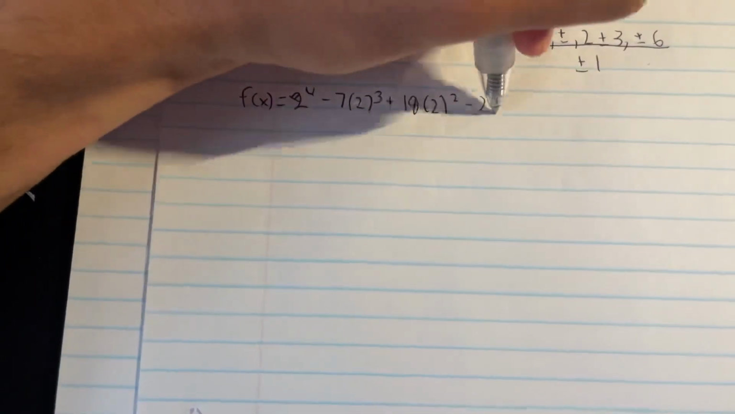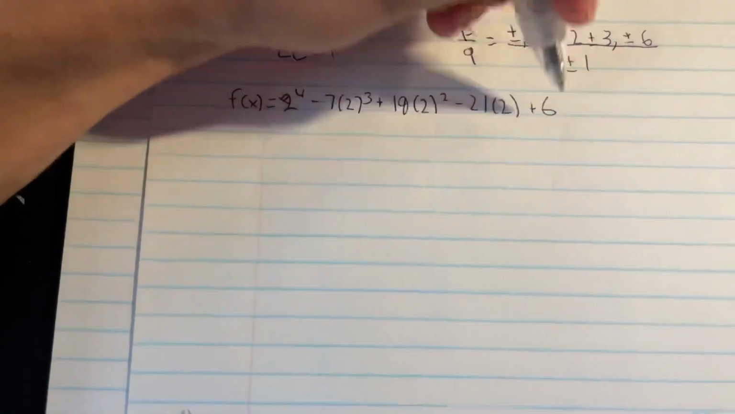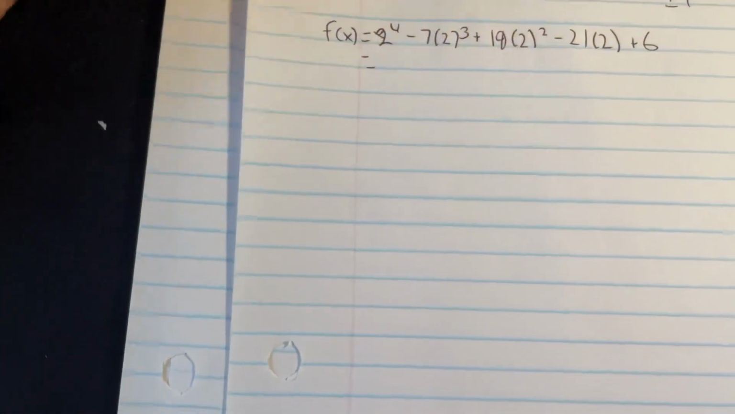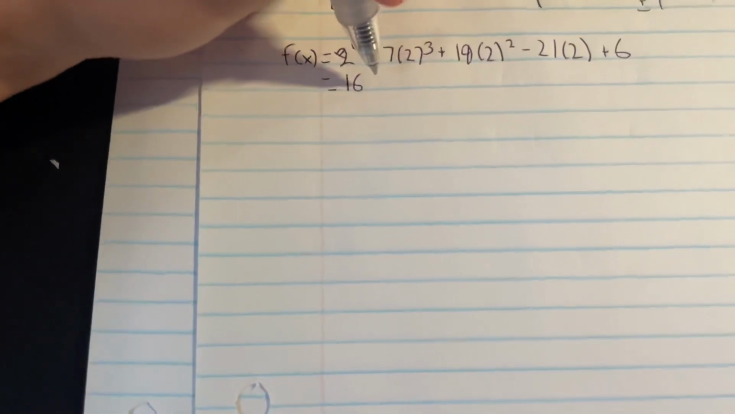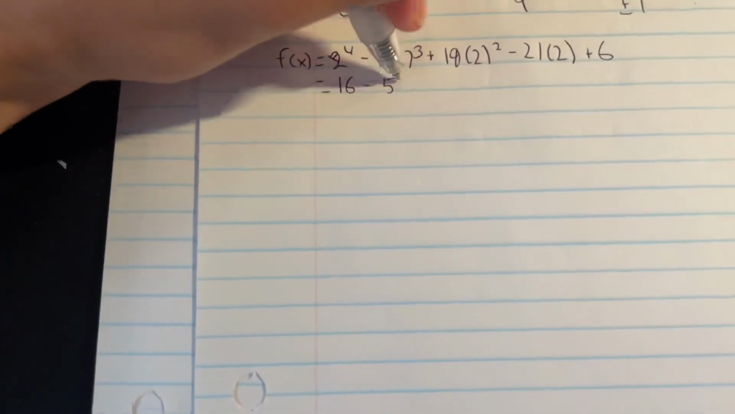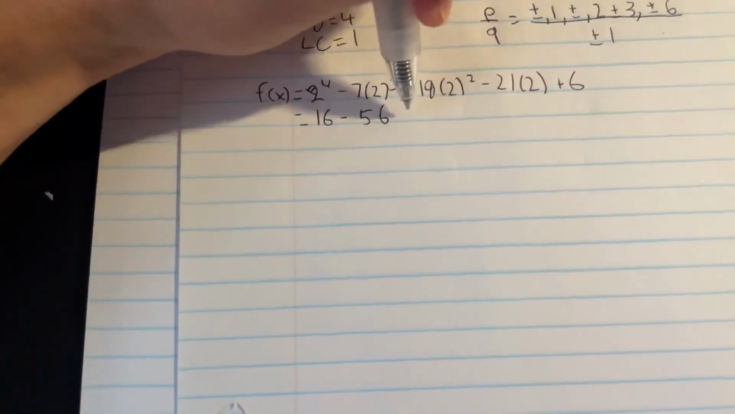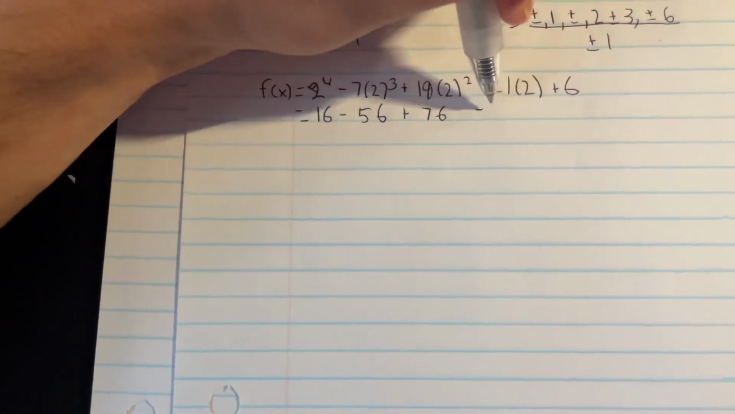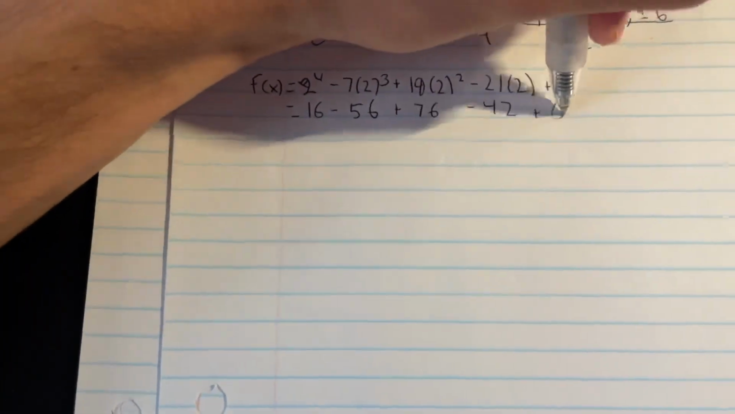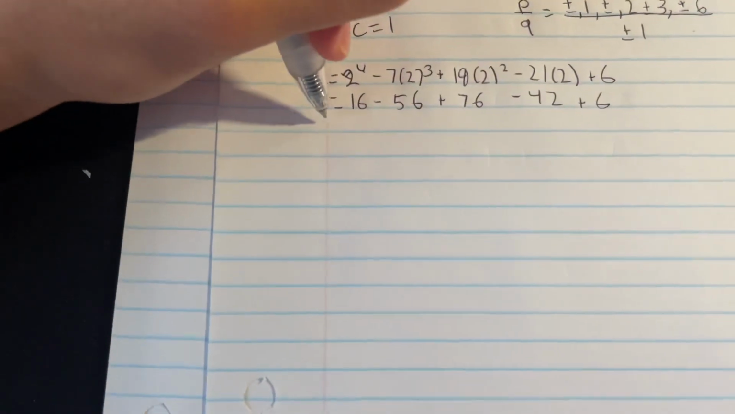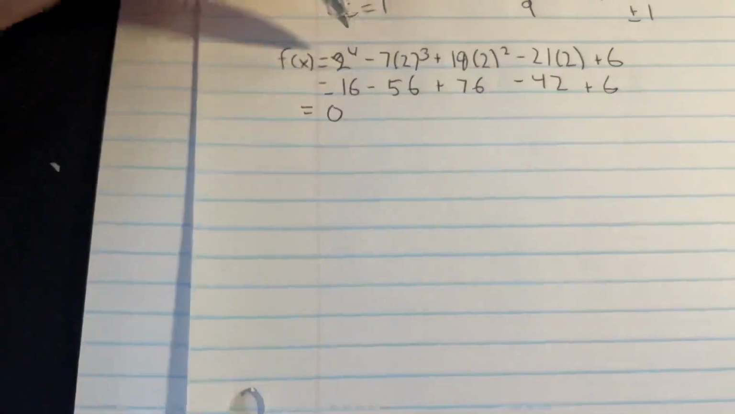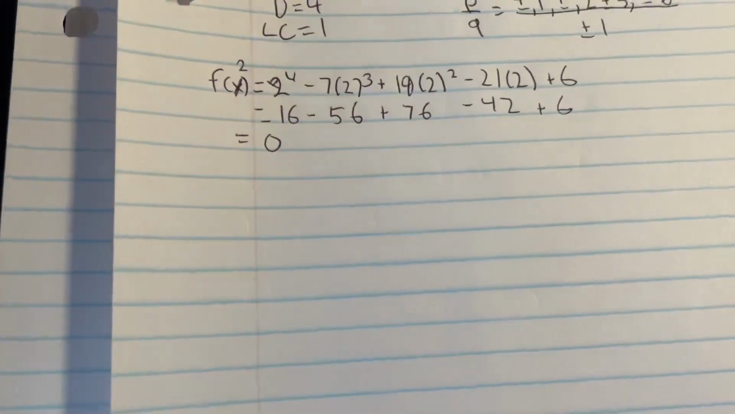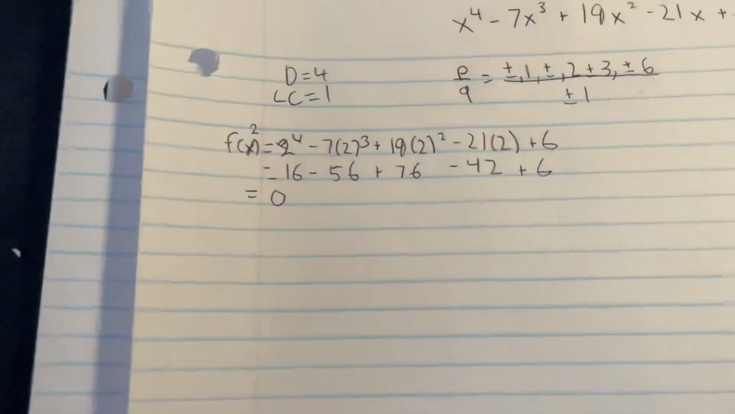Then minus 21 times 2 plus 6. So here we have 16, minus 56, plus 76, minus 42, and then plus 6, and this equals 0. This should be a 2 right here, sorry. But f of 2 is 0, so 2 is a root.